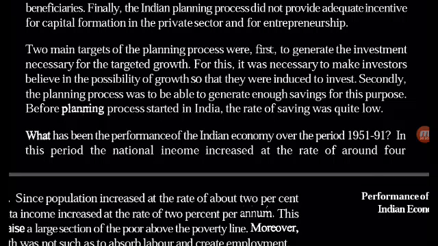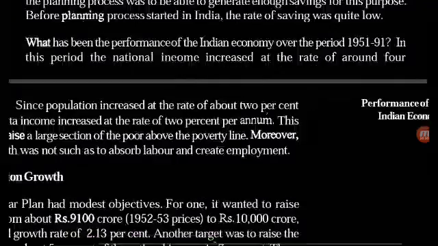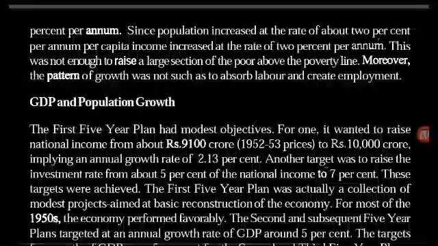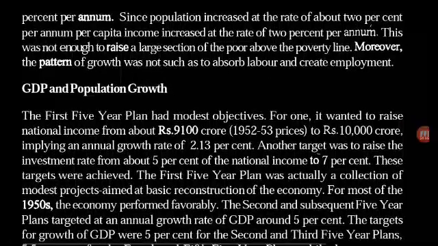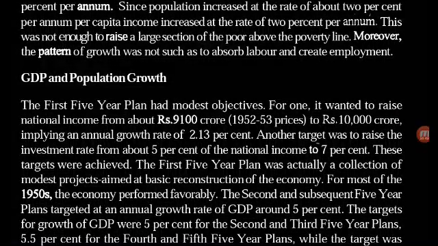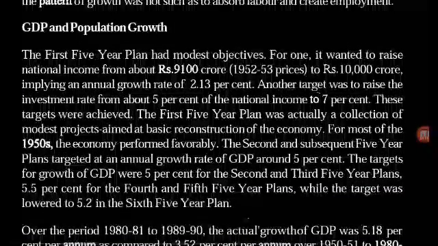What has been the performance of the Indian economy over the period of 1951 to 1991? In this period, the national income increased at the rate of around 4% per annum. Since population increased at the rate of about 2% per annum, per capita income increased at the rate of 2% per annum. This was not enough to raise a large section of the poor above the poverty line. Moreover, the pattern of growth was not such as to absorb labor and create employment, given GDP and population growth.